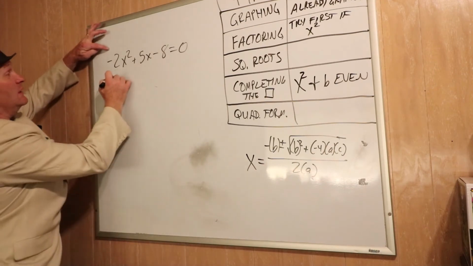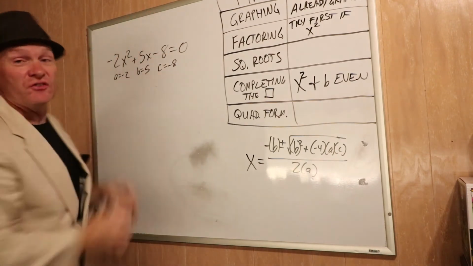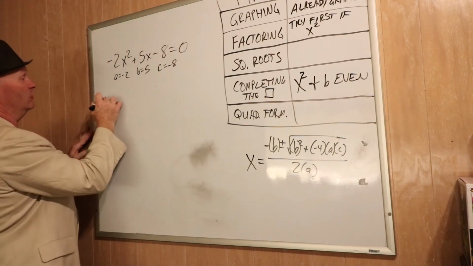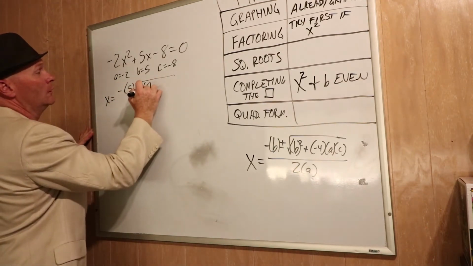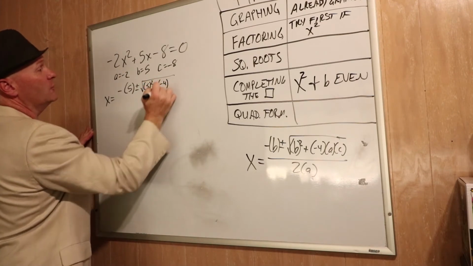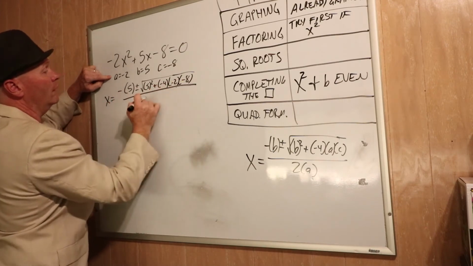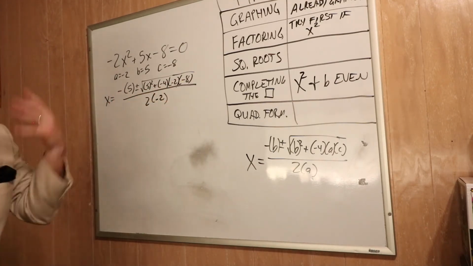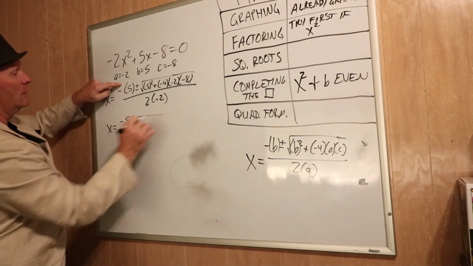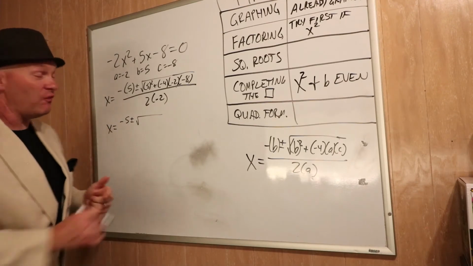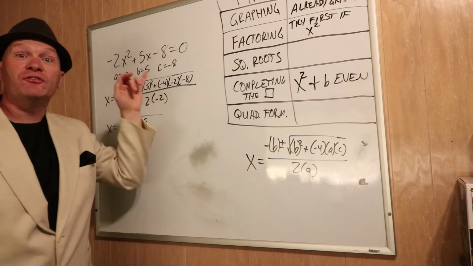So let's see. A is negative 2, b is 5, c is negative 8. Let's fill in the equation. Negative b plus and minus the square root of b squared plus negative 4 times a times c, all over 2 times a. And then we will simplify a little bit. Let's see. Negative 5. 5 squared is 5 times 5. That means 25. Mr. Young says some of you were doing 5 times 2.